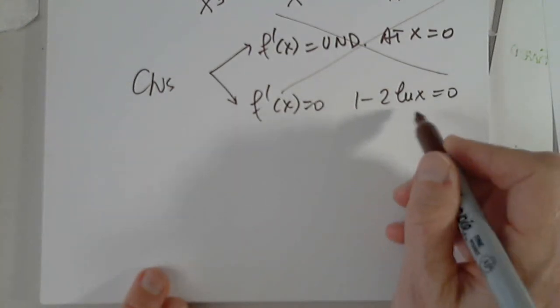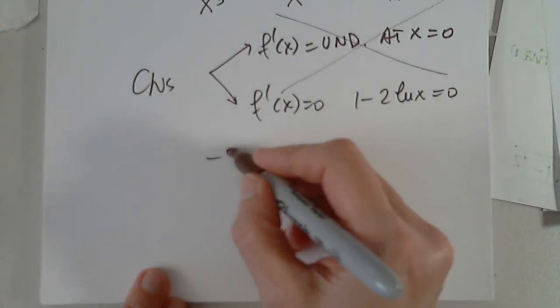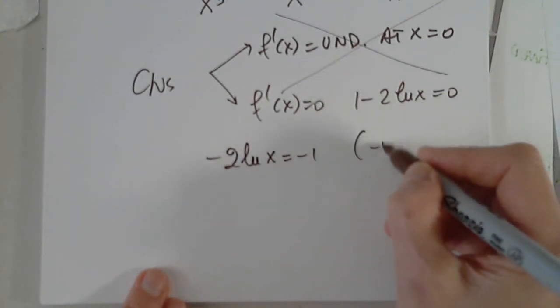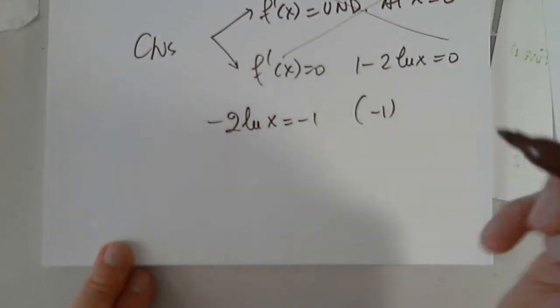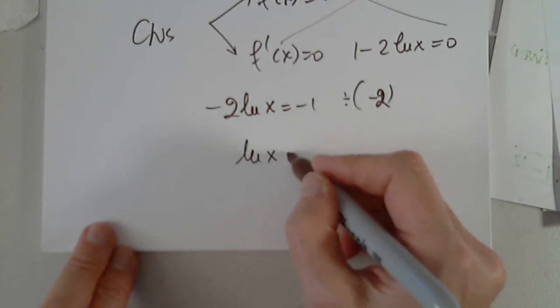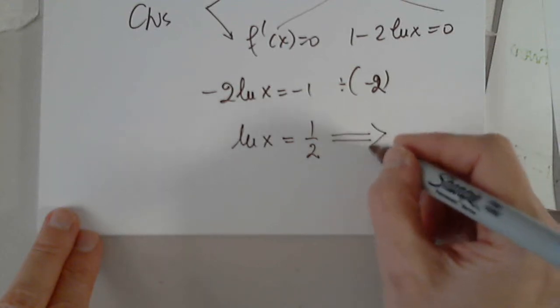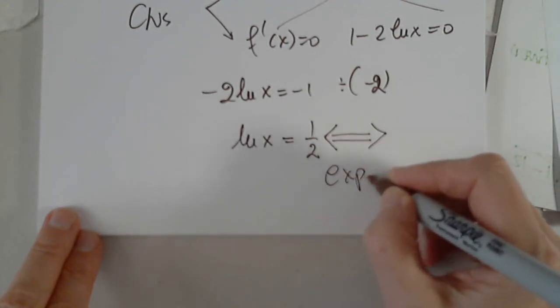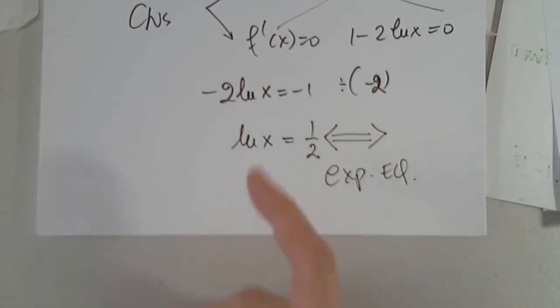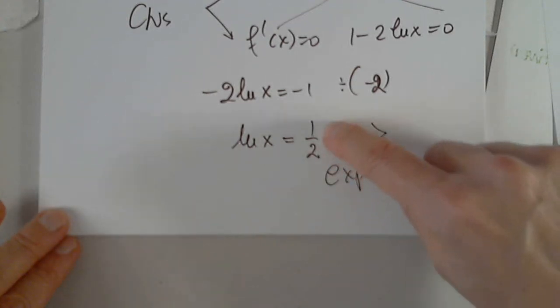So now I have to work on this equation. I move 1 to the other side, or 2 natural log, it doesn't matter. -2 natural log x equals -1. Of course, I will divide by -2. So I have natural log x equals 1/2. But now I have to remember how to convert this into an exponential equation. Any log equation can be converted into an exponential, and any exponential can be converted into a log. How? The base, which is e, raised to 1/2 equals x.